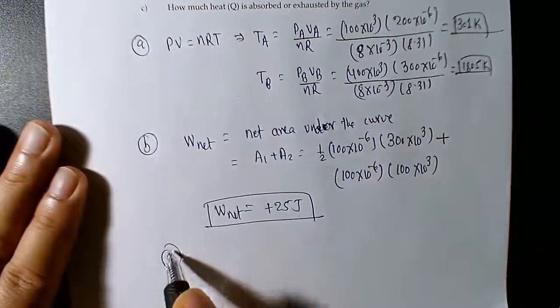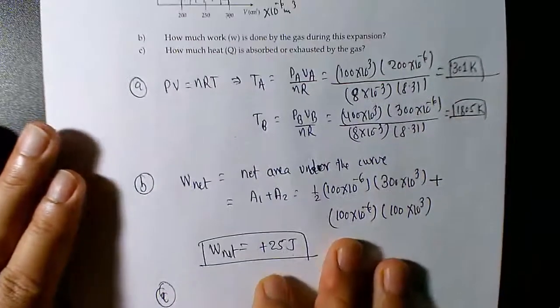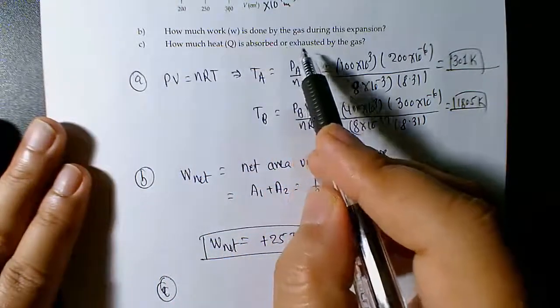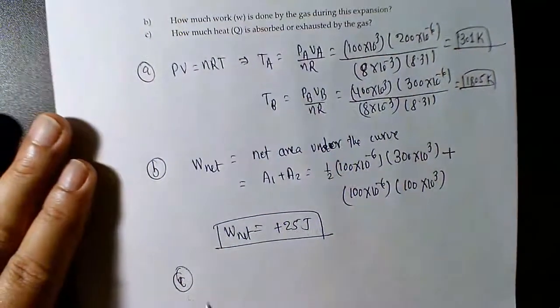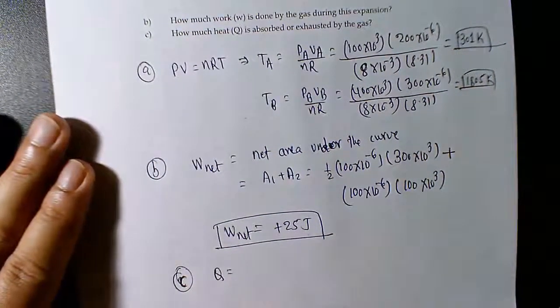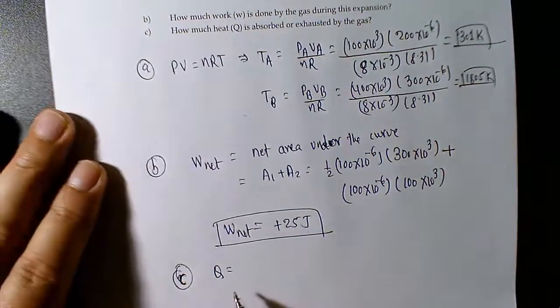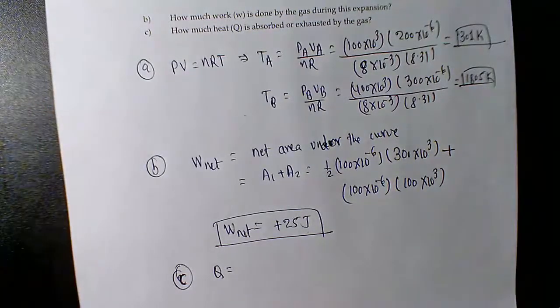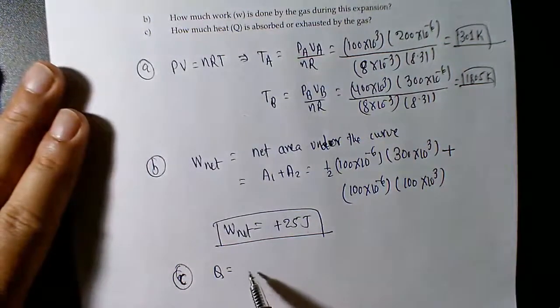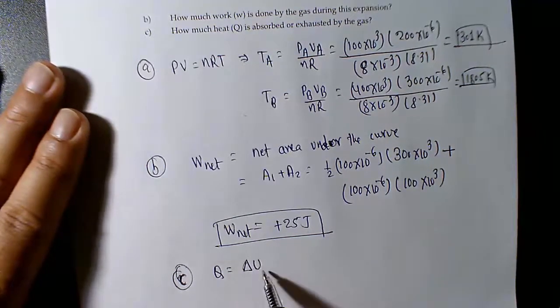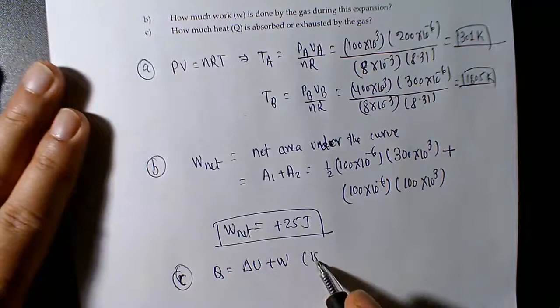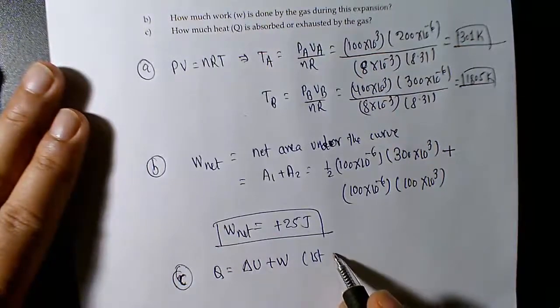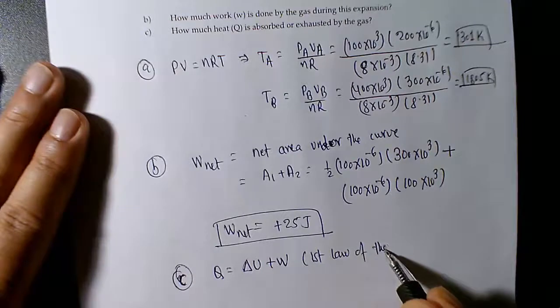Next question is how much heat is absorbed or exhausted by the gas. That's Q. So how do you find Q? Q is the heat exchange, heat added or exhausted by the gas. And then you have to use the first law of thermodynamics. Remember, the first law of thermodynamics says the heat added to the system of gas is always equal to the change in internal energy, delta U, plus work done by the gas. This is a very important law in thermodynamics. It's the first law of thermodynamics.